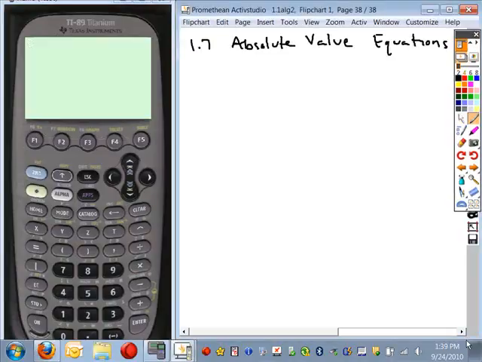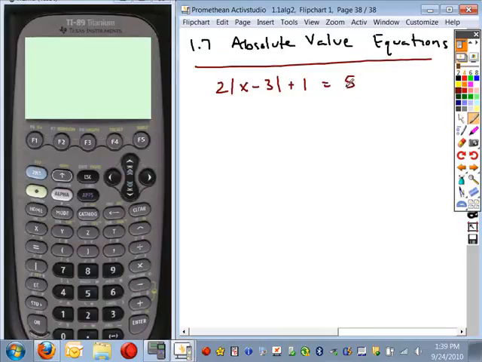Solving absolute value equations. And we reviewed the process for that. It's pretty straightforward. If I gave you something like this. Step one in solving an absolute value equation is to isolate the absolute value expression.